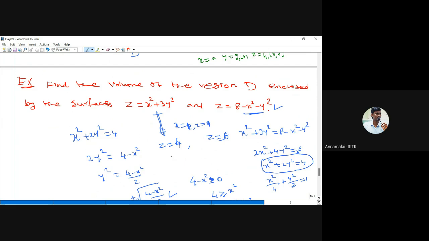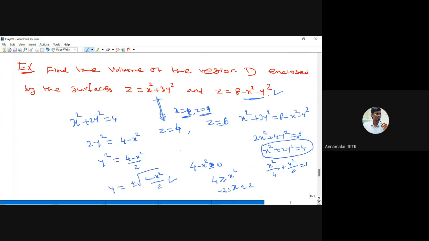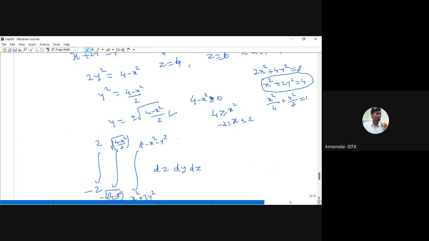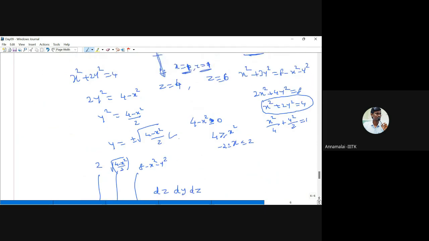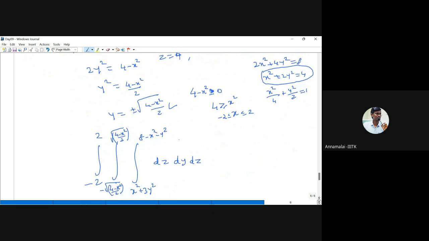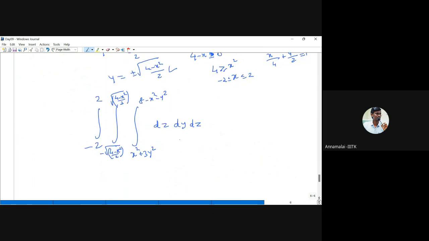But the maximum x value we can go to is 2. Maximum y value is the square root of this one. So if you take, suppose, x equal to 100, y equal to 200, it will not work. That's why I'm saying the limit for x. So the maximum limit is minus 2 to plus 2. If you give any value of x lying between these, the z values always satisfy x square plus y square is smaller than 8 minus x square minus y square. So these limits depend on the x limit as well as the y limit.